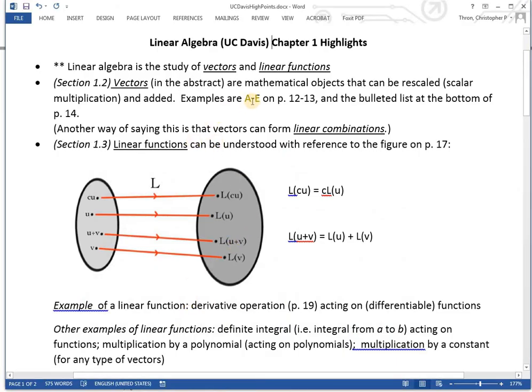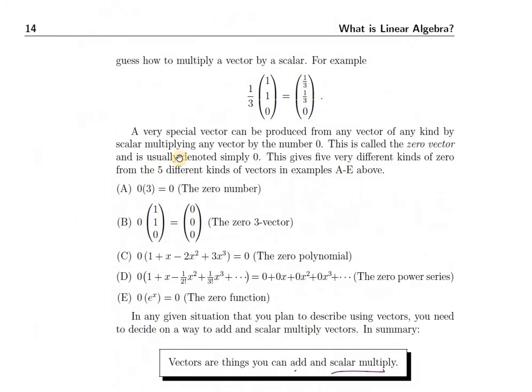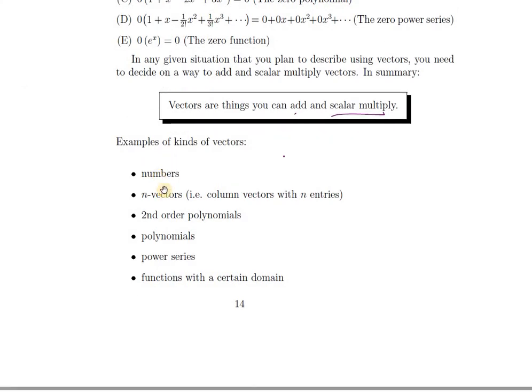I think there's another set of examples, the bulleted list at the bottom of page 14. We can go there quickly. I think it's more reiterating what we said before. Numbers, vectors of any size, not just 3 components, but we can have vectors of 4, 5, 6, 10, 200 components. And a vector with n components is called an n-vector. We can do the same thing with polynomials of a given order, all polynomials, power series, functions of a certain domain. These all have the common property that you can add and scalar multiply each type of object listed here.